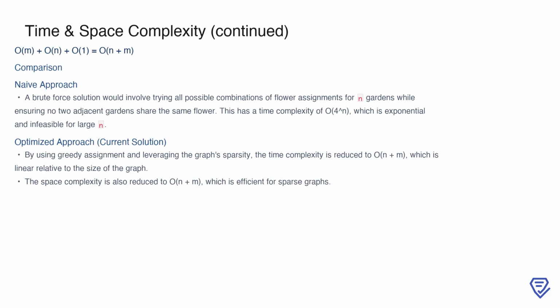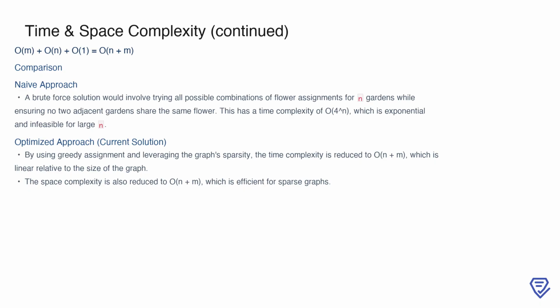The space complexity of O(n + m) is efficient for this problem, especially given the graph sparsity in most practical scenarios. When comparing this optimized approach to a naive solution, the difference is striking. A brute force approach would require checking all possible combinations of flower assignments, which has a time complexity of O(4^n), as each of the n gardens could potentially take one of 4 flower types. This is clearly infeasible for larger values of n.